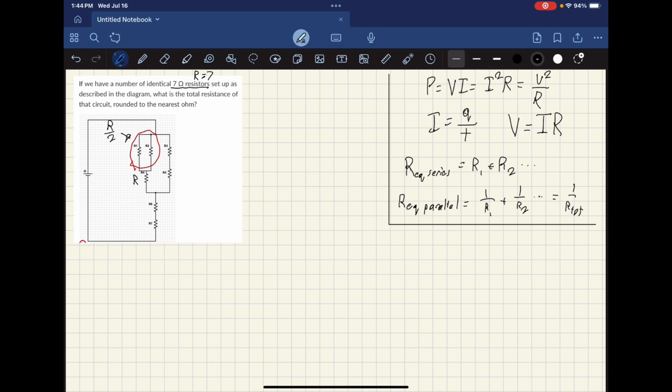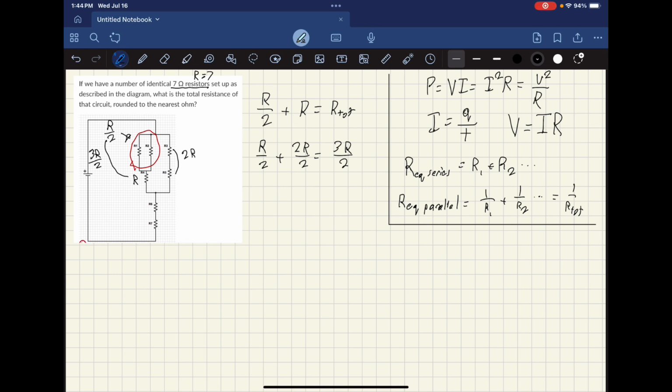So since these are connected now in series, we just do R over 2 plus R equals R total. This is the same as doing R over 2 plus 2R over 2, and this equals 3R over 2. So I'm going to say that these two combine to be 3R over 2. And then we have R3 and R5 over here. Both of these have a value of just R, so I'm just going to combine them. R plus R is just 2R.